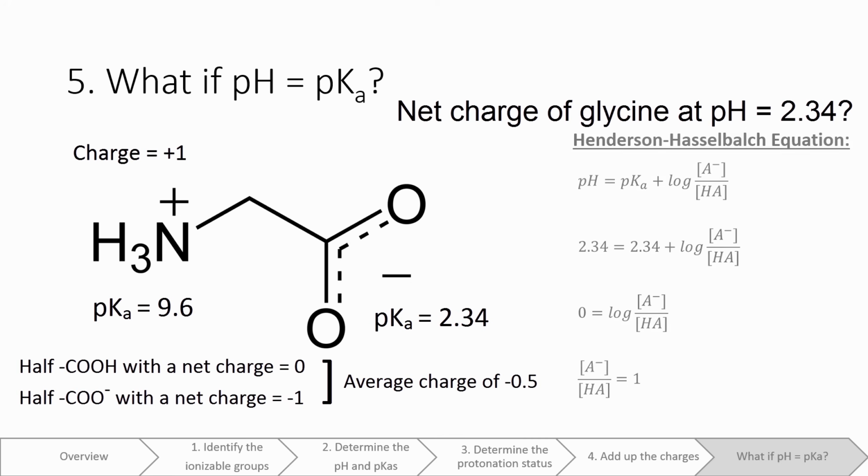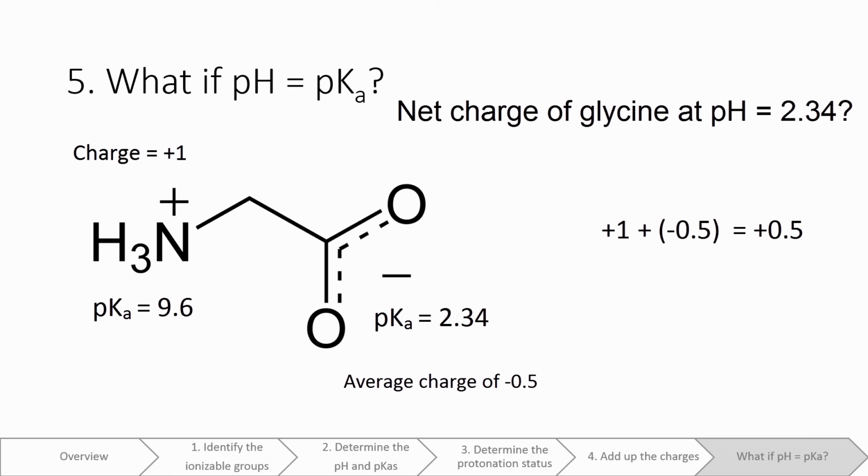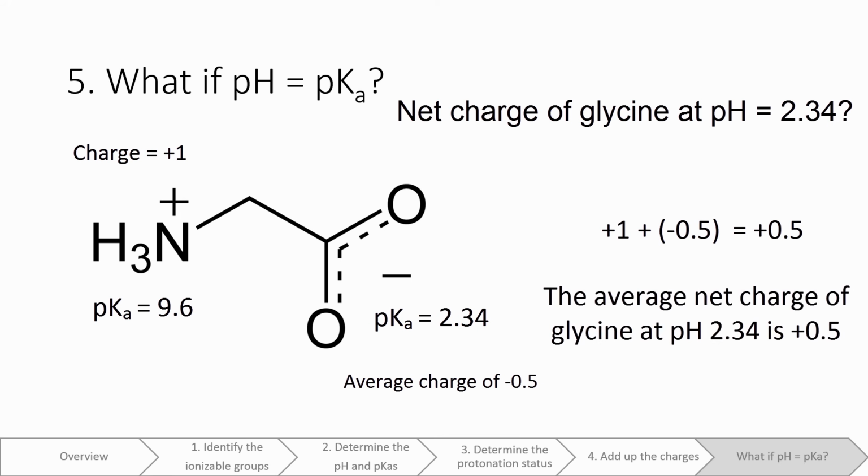This brings us to our final step, adding up the individual charges of our ionizable groups. Here we have +1 plus -0.5 gives +0.5. The average net charge of glycine at pH 2.34 is +0.5, and we've solved our question.